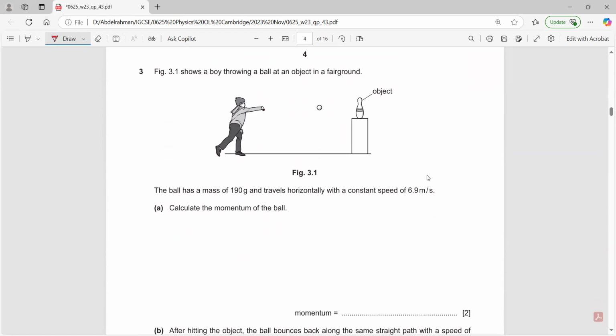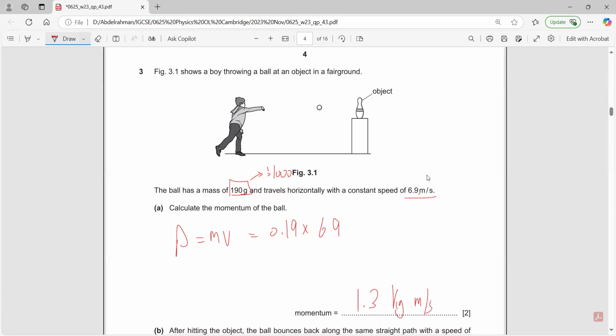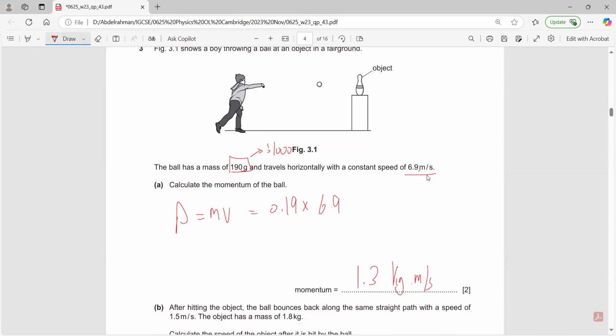Figure 3.1 shows a boy throwing a ball at an object in a fairground. The ball has a mass of 190 grams and a speed of 6.9 meters per second. Calculate the momentum of the ball. Momentum P equals mv, but the mass has to be in kilograms, so divide by 1000. The mass is 0.19 times the velocity, 6.9. This is a momentum of 1.3 kilogram meters per second. This is the initial momentum of the ball.